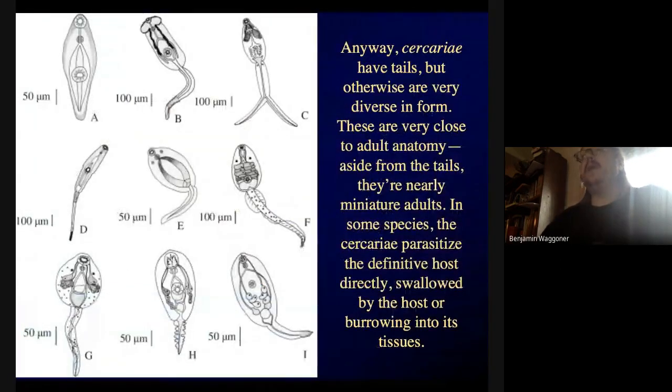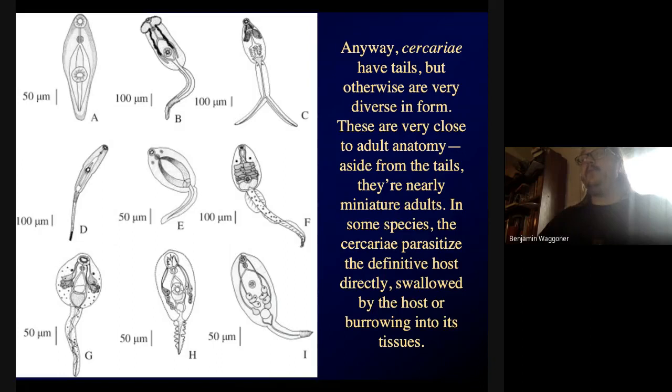So cercaria can actually take a lot of different forms. This is just a sample of different types of cercaria. Some don't have much of a tail. Some have a pretty big tail. In one major group that we'll talk about on Monday, the Strigeiformes, the tail is forked. You see that up there at C at the top right. Aside from the tail, they are pretty close to being miniatures of the adults.